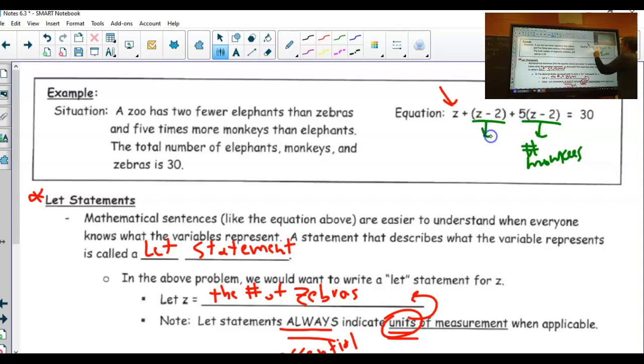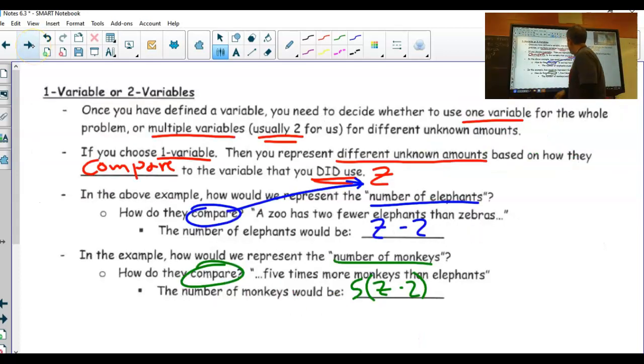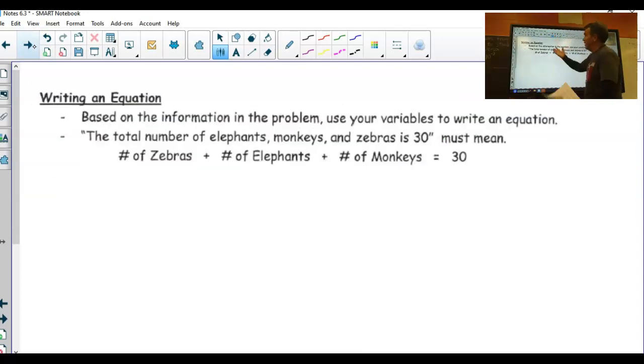This is the number of elephants. And this is the number of zebras, right? So those amounts that we are using are going to be put into our equation at some point. The last thing then is we need to write the equation.